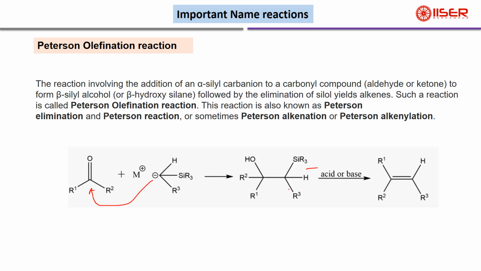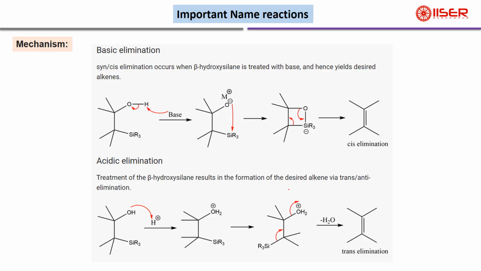So in Wittig, how can you control the stereochemistry of the alkene? By changing the stability of the ylide. If the ylide is stable, it will give an E alkene. If the ylide is unstable, it will give a Z alkene. But in the case of Peterson olefination, how can you control the stereochemistry of the product? By controlling the conditions. If in the next step the reaction is acid catalyzed, you will get one type of product, and if it is base catalyzed, you will get a different stereochemistry of the product. So let's see the mechanism.